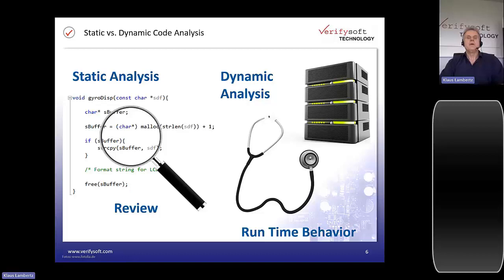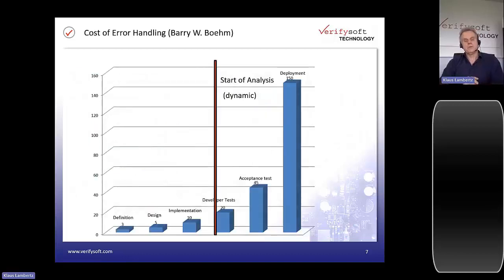So now let's have a look at the cost of a software error during the development process. This is a picture from the book of Barry Boehm. He was an American mathematician. The figures are not that important here. What is important is that the cost increases exponentially during your project.